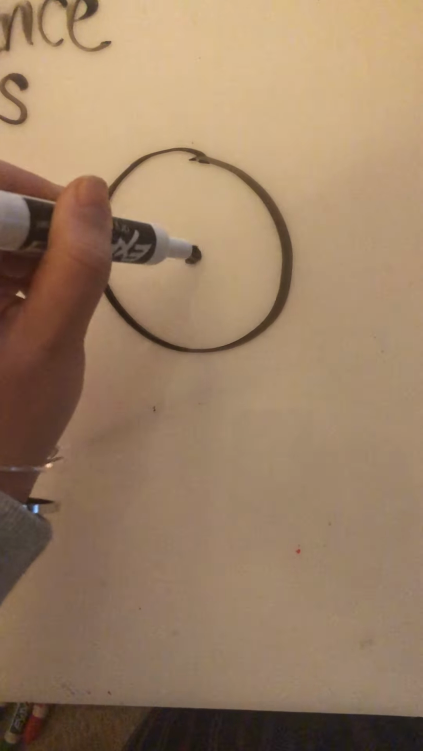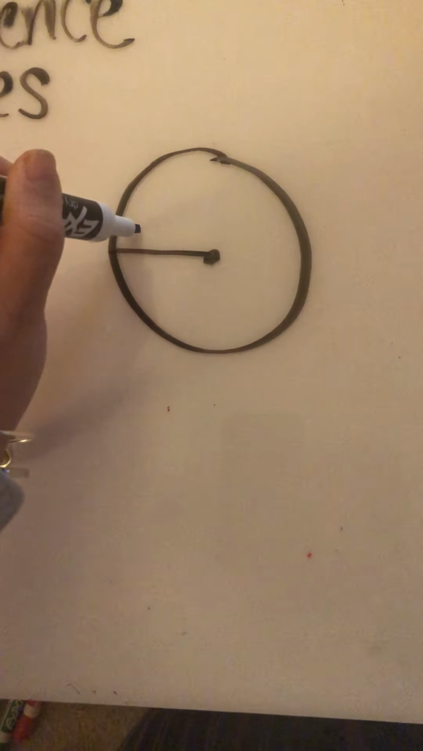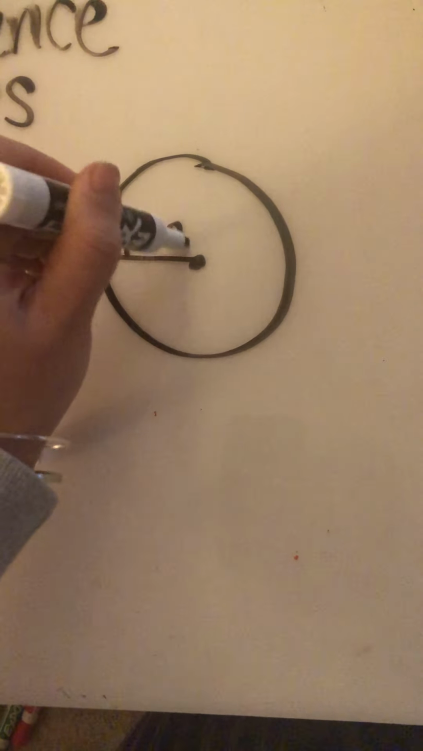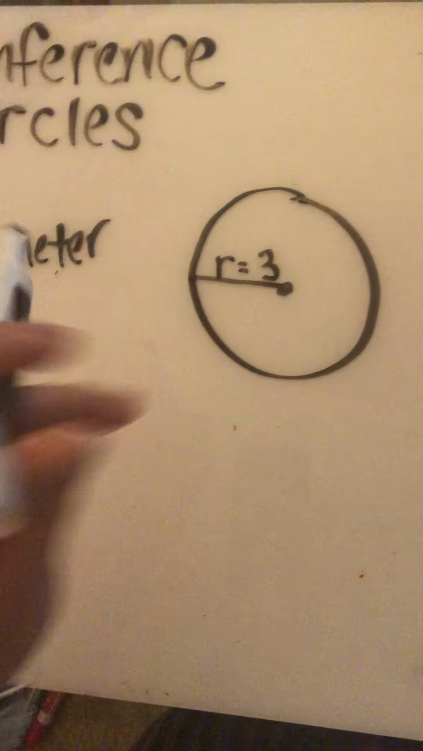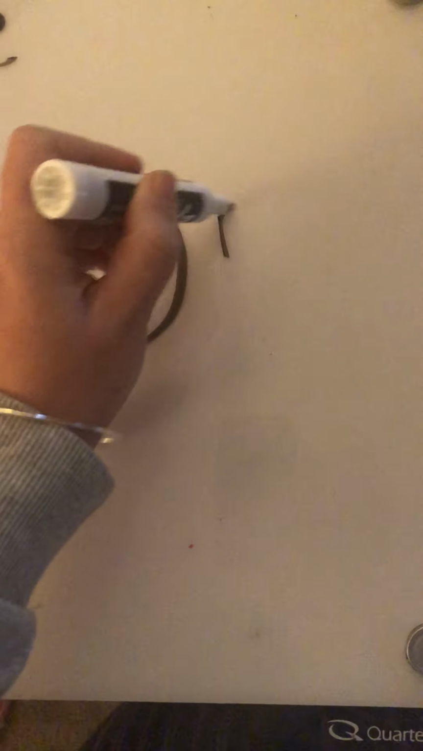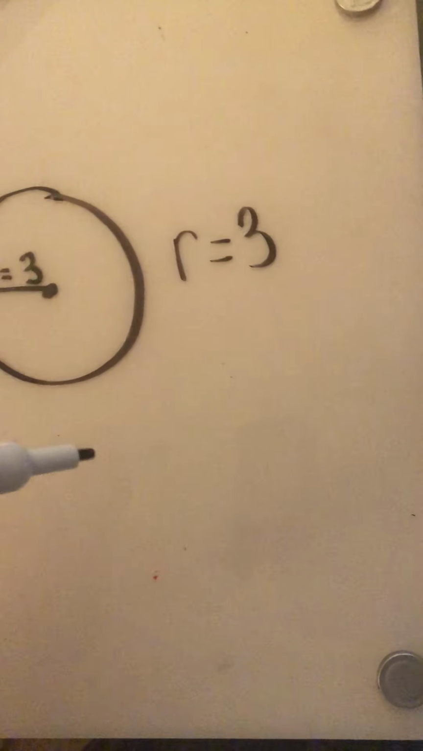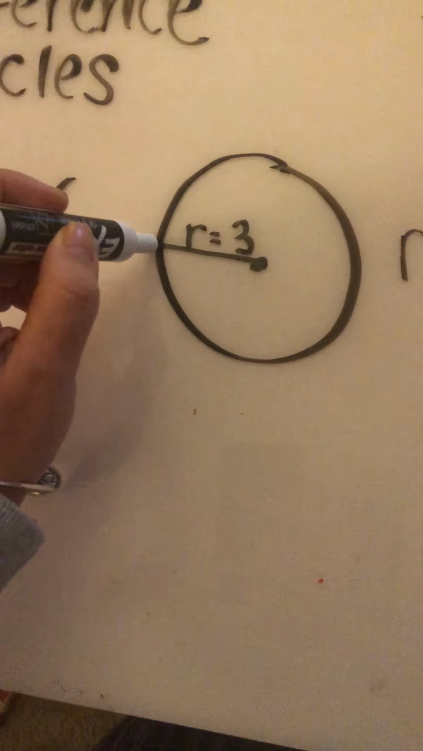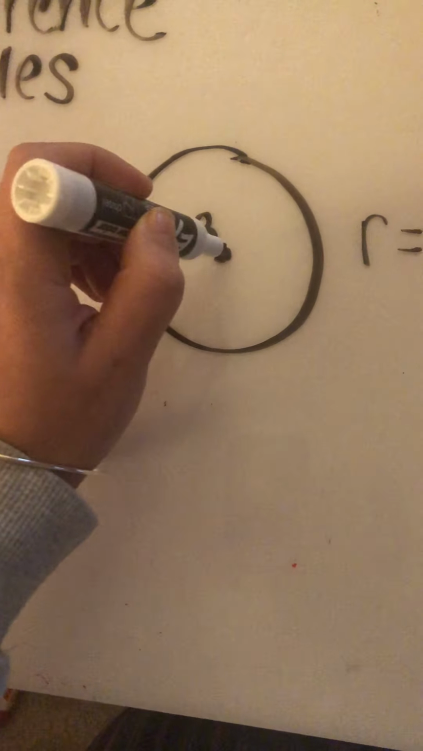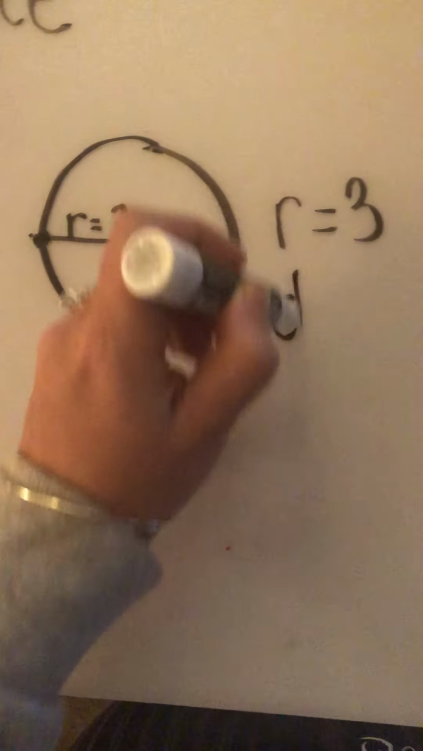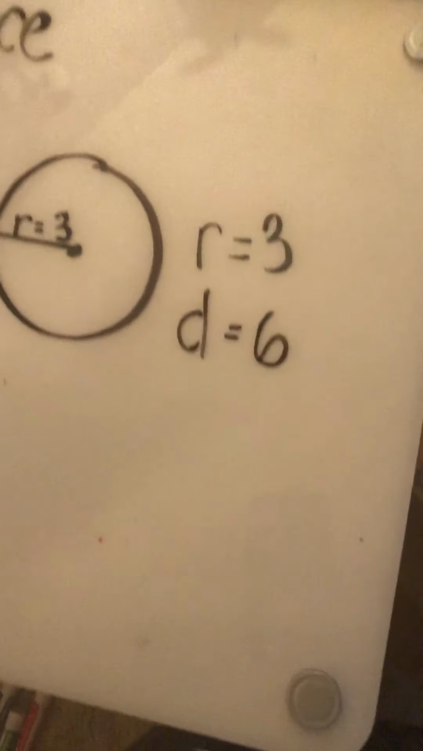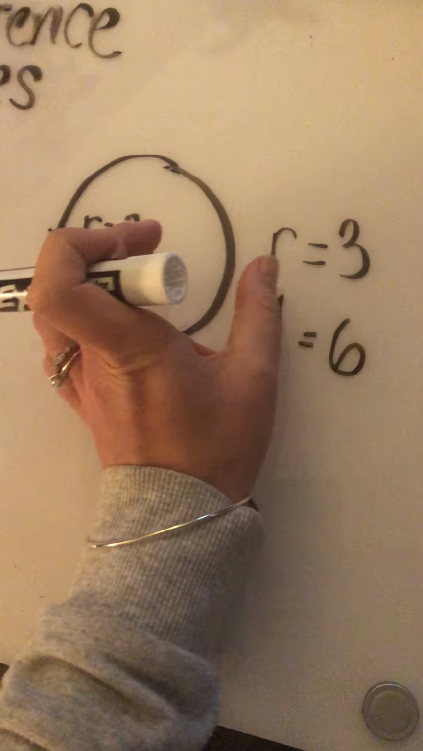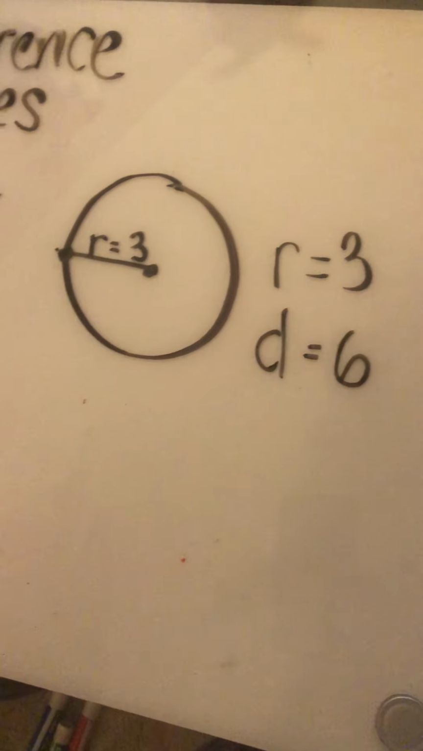Here's our circle. If this was 3, which is our radius, because again it's only going from the center to the side, our radius is 3, then that means that our diameter, which would be from one side of the circle through the center to the other side, our diameter would be twice that, which would give us 6. Okay, because if I took this radius, made another radius, 3 plus 3 is 6.